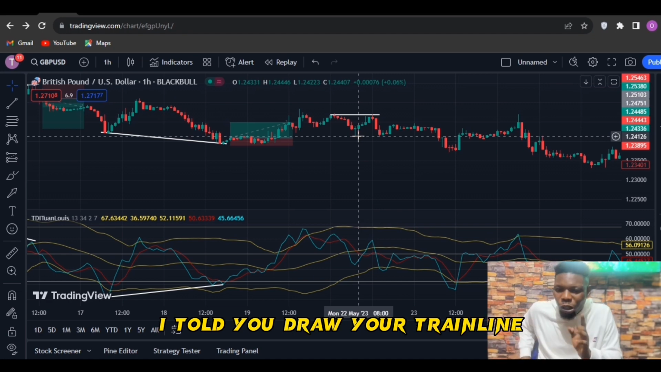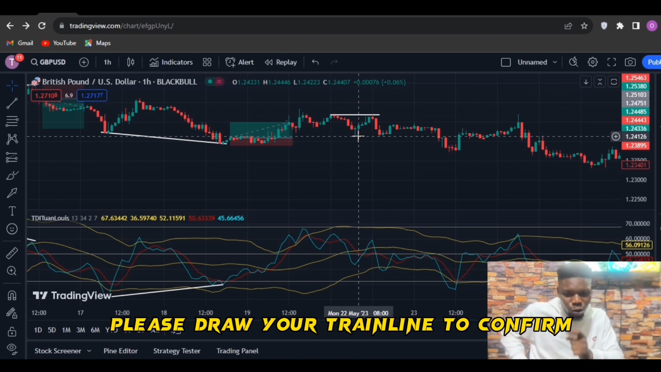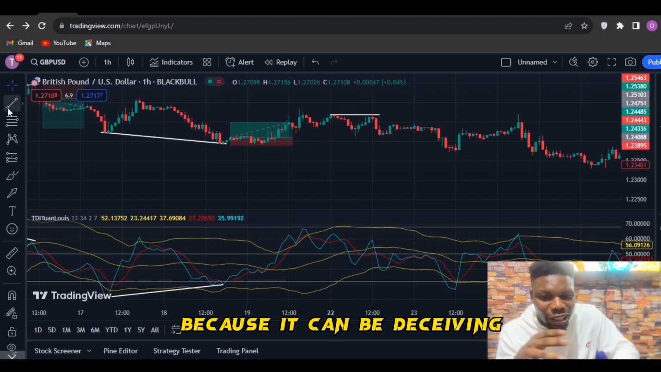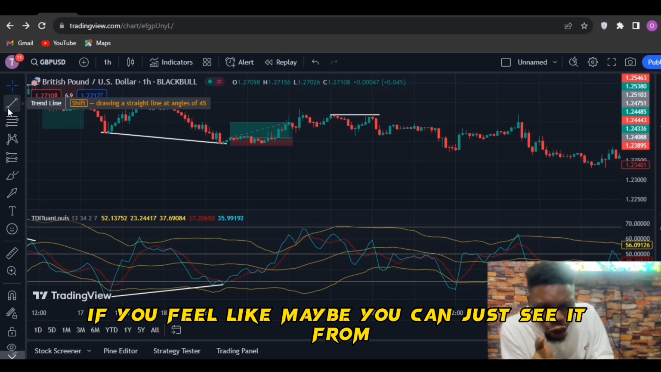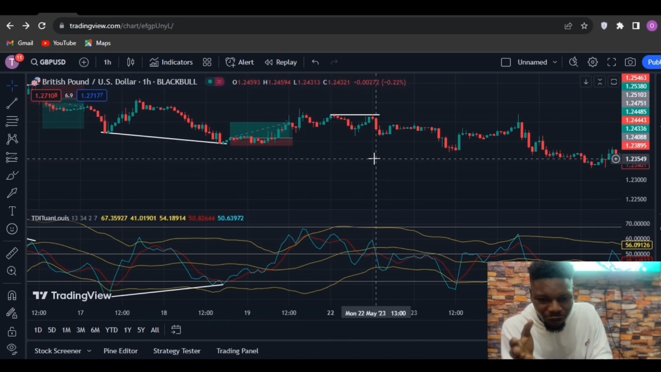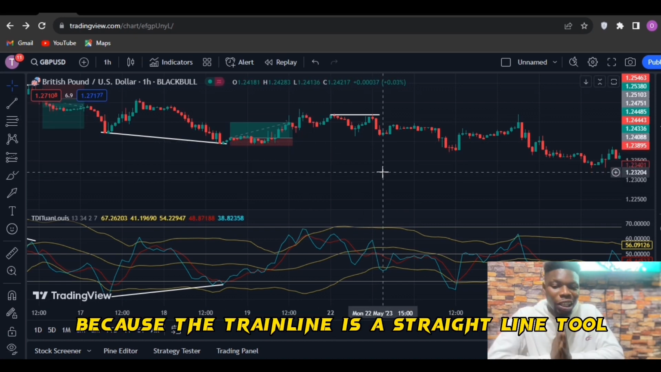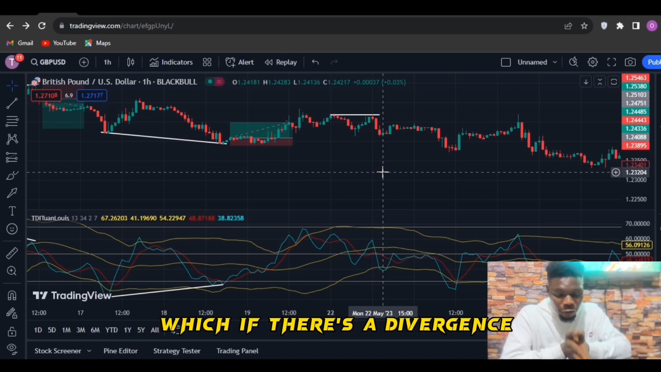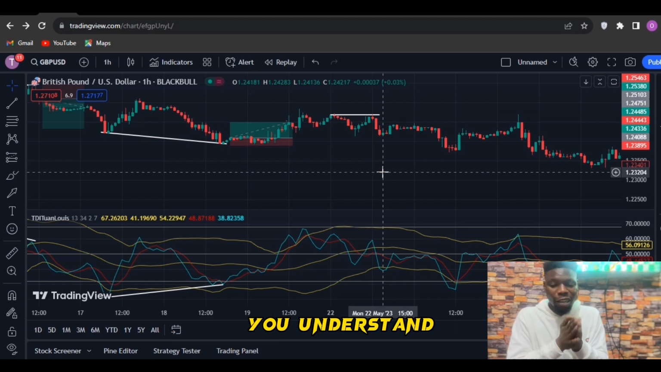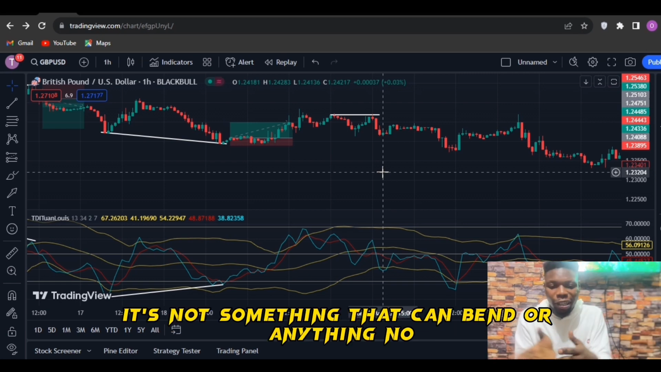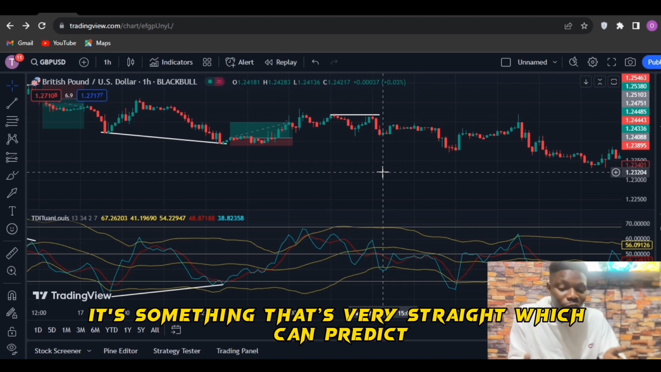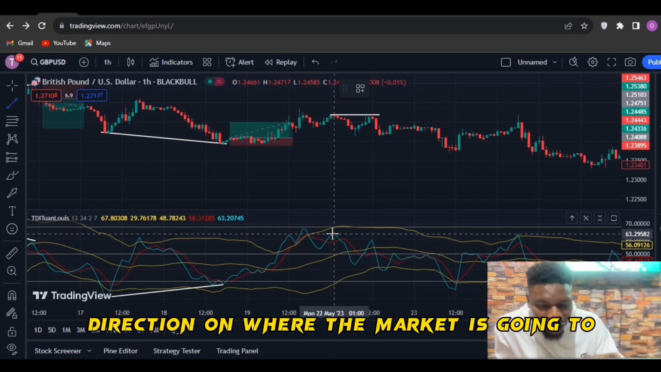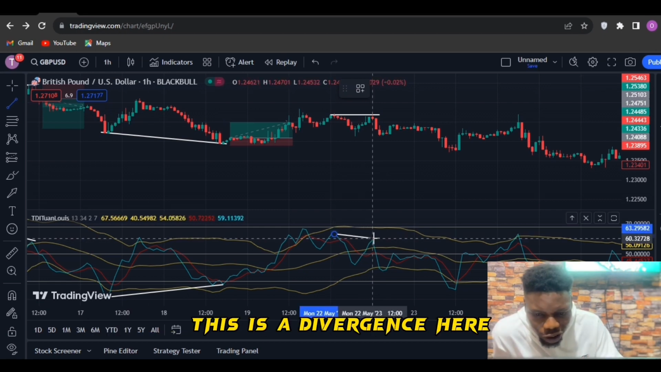I told you, draw your trend line. Please draw your trend line to confirm, because it can be deceiving if you just look at the market. A trend line is a straight line tool, which, if there's a divergence, you will know. It's not something that can bend. It's very straight, and it can give you a very accurate direction on where the market is going. So this is a divergence here.